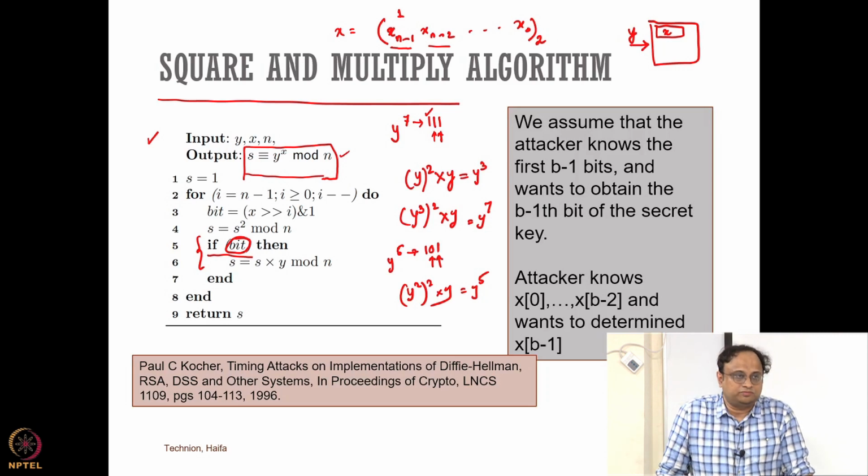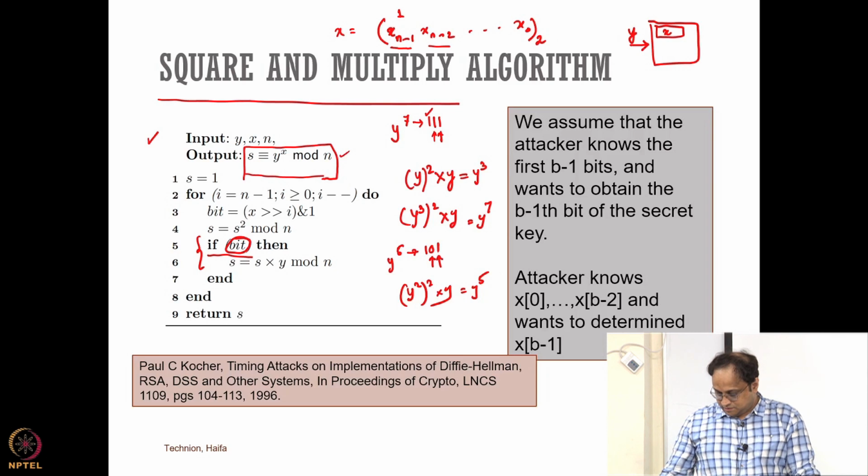So is this function clear to all of you? Is this clear to all of you? Okay. So now let's see how we can exploit it.